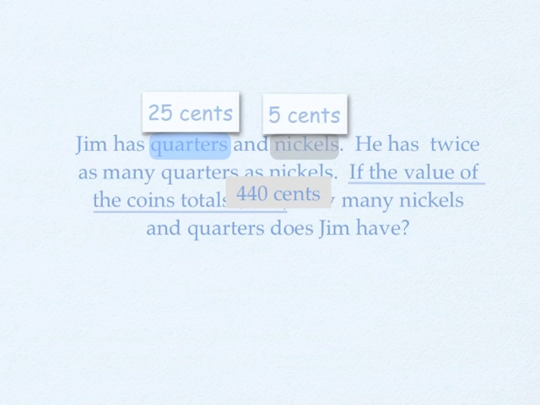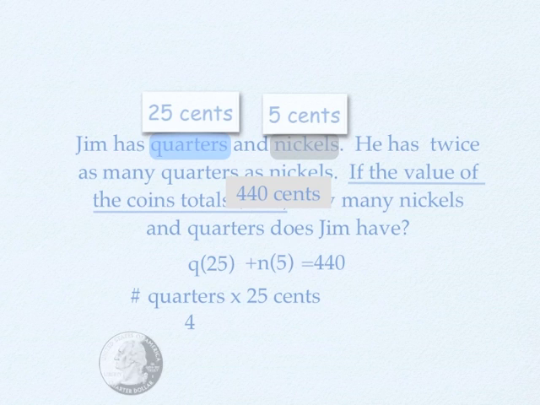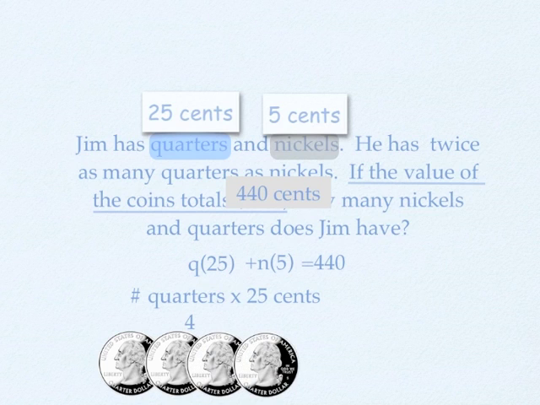Now, if the value of coins totals 440 cents, that equation looks like this. You take the number of quarters times 25 cents plus the number of nickels times 5 cents is equal to 440 cents. The number of quarters times 25 cents. For example, let's say Jim has 4 quarters. 1, 2, 3, 4 quarters. And that's equal to 100 cents. 4 times 25 is equal to 100 cents. That's all we're doing here.